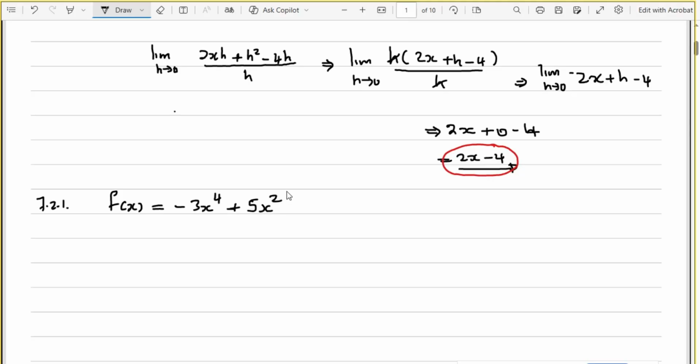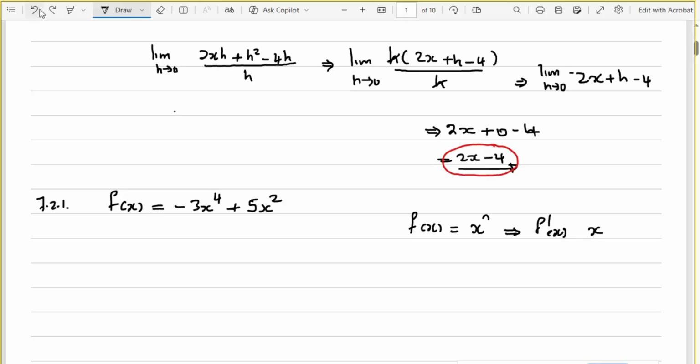The most important rule of differentiating is that if I have f at x to be x to the n, the derivative of this, the f prime of x, will be the n comes down to multiply the coefficient of that x. So this will be equal to n times x to the power n, then we subtract 1, right?